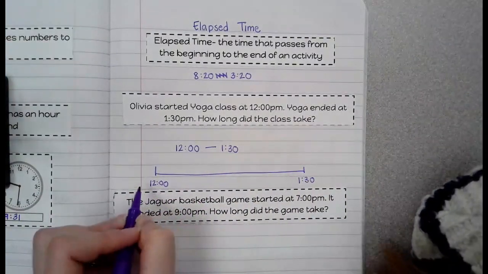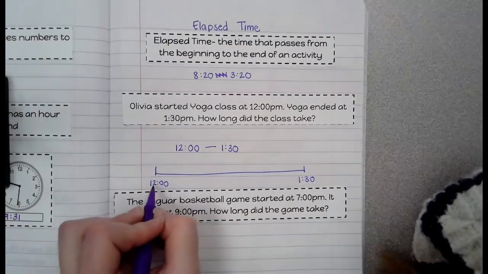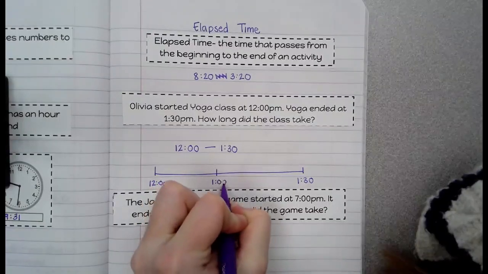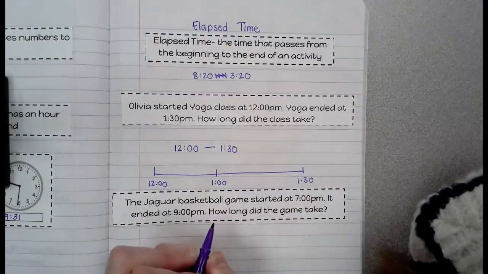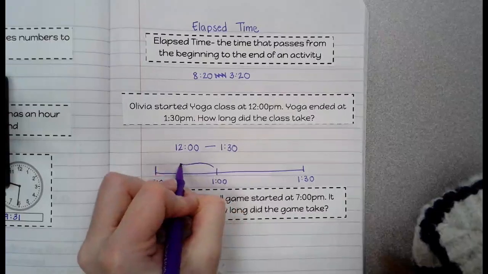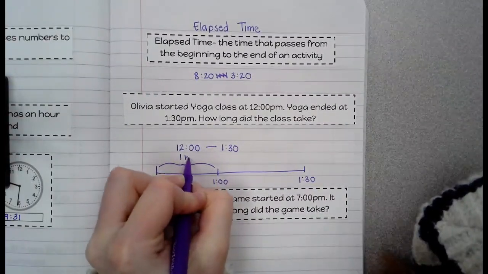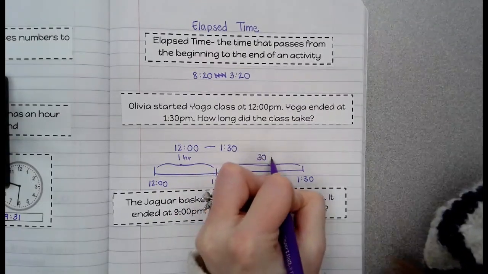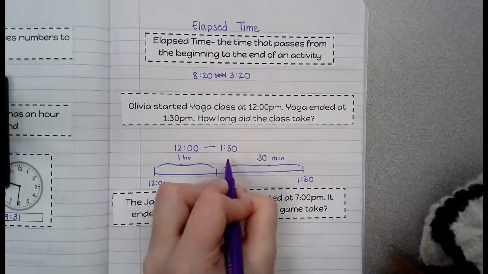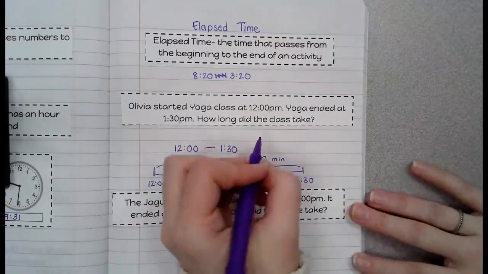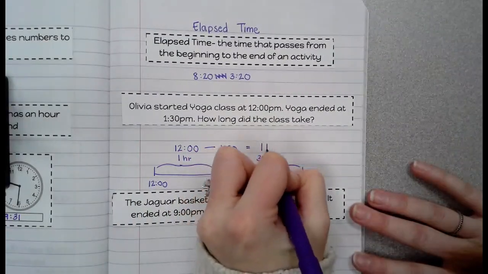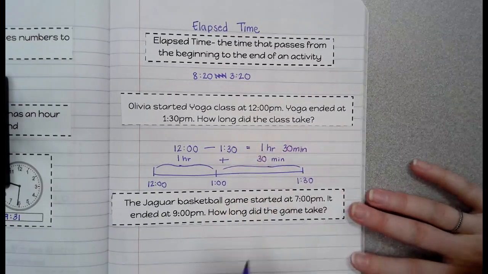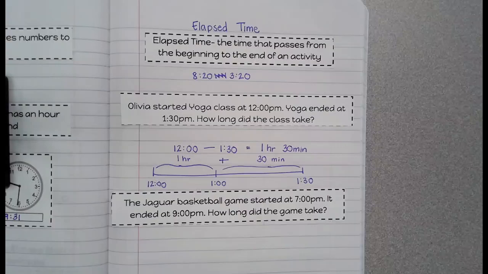When I'm on a perfect hour, I can count by the nearest hour. So if I go from 12, my next hour would be 1. And then I go from 1 to 1:30, that would be 30 minutes. So here, this is going to be 1 hour. And from here to here, that is 30 minutes. What I'm going to do is add these together. So my elapsed time would be 1 hour and 30 minutes. That is my elapsed time.